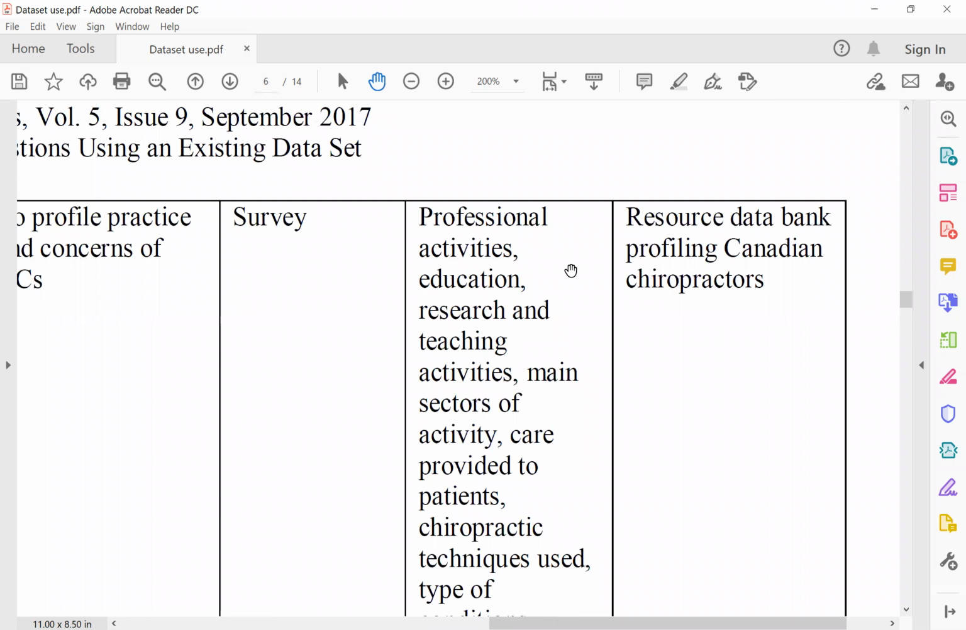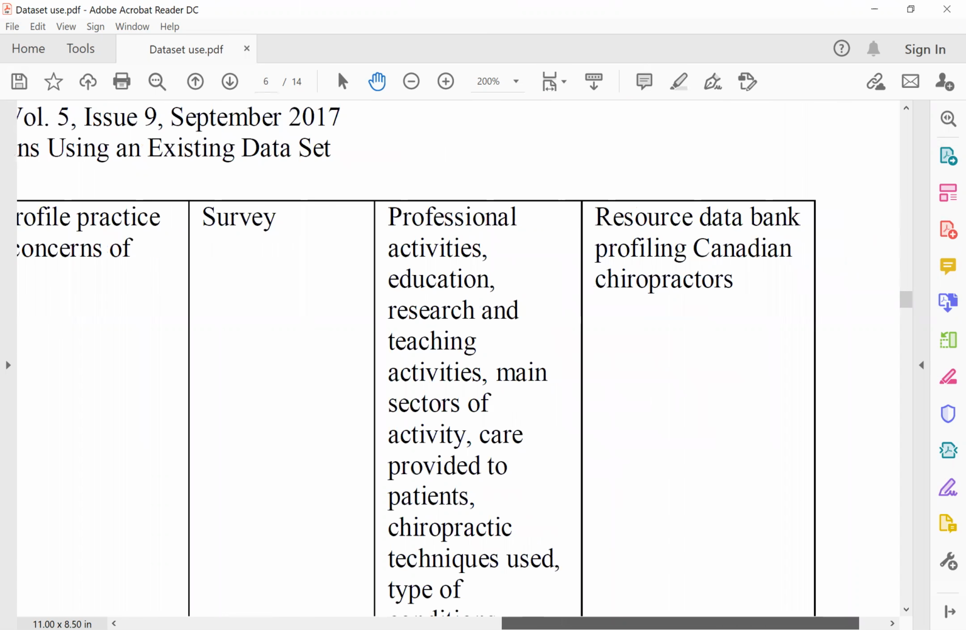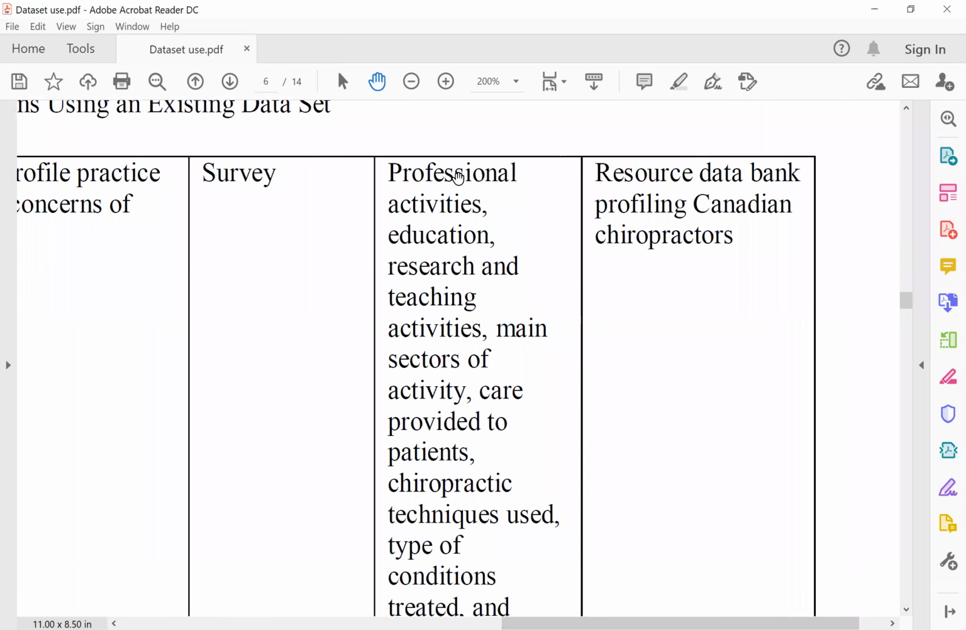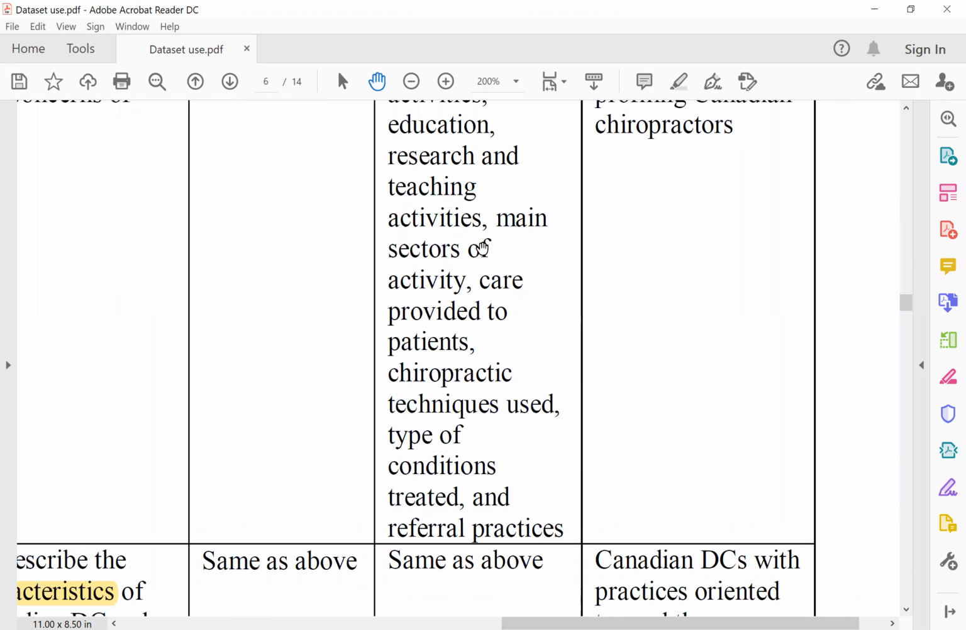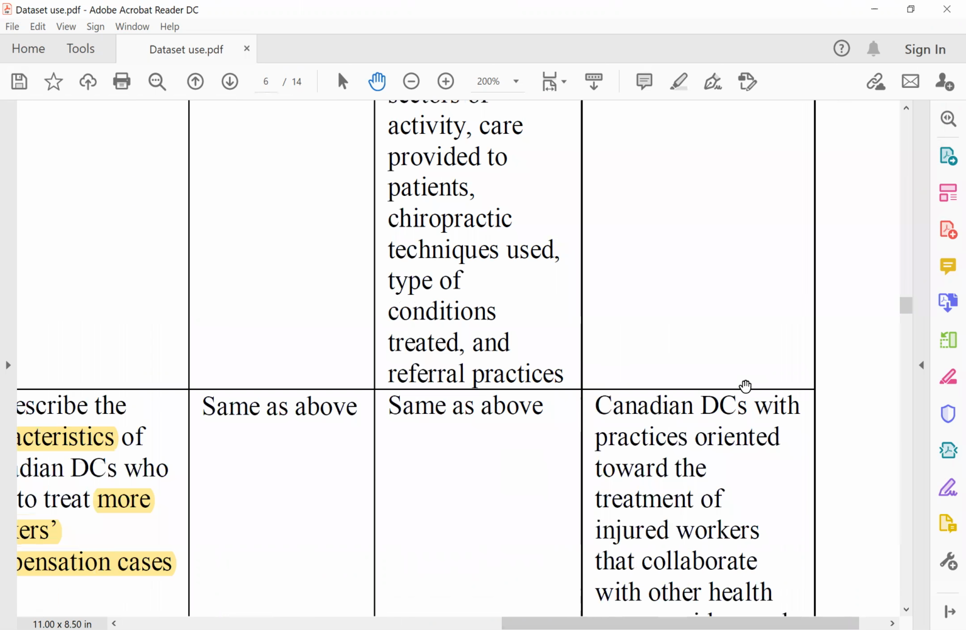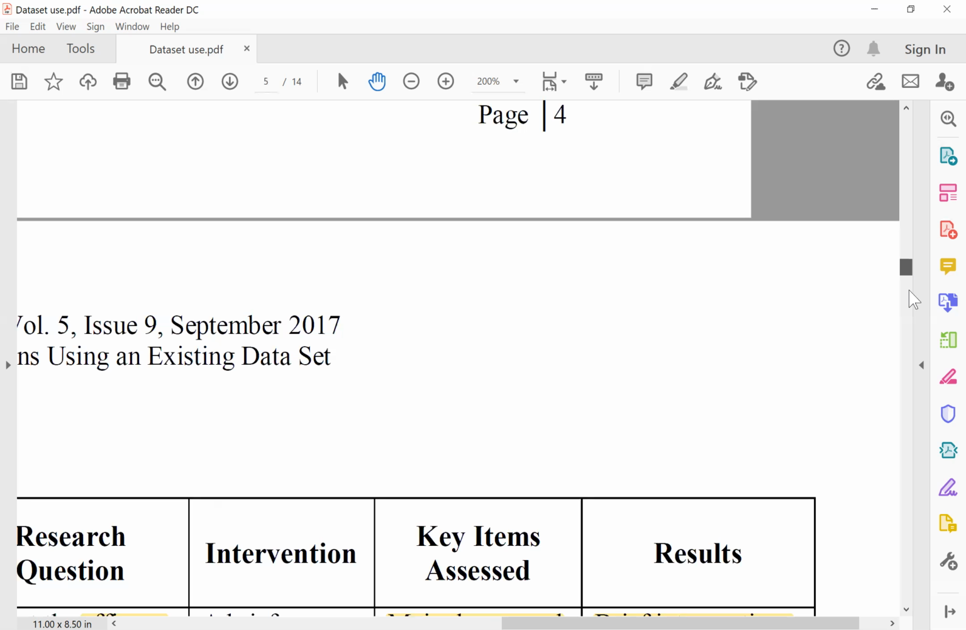Secondary is the same. The parent study involved professional activities, education, research, and teaching activities, main sectors of activity, care provided to patients, chiropractic technique used, type of conditions treated, and referral practices. And the secondary data is the same as above.